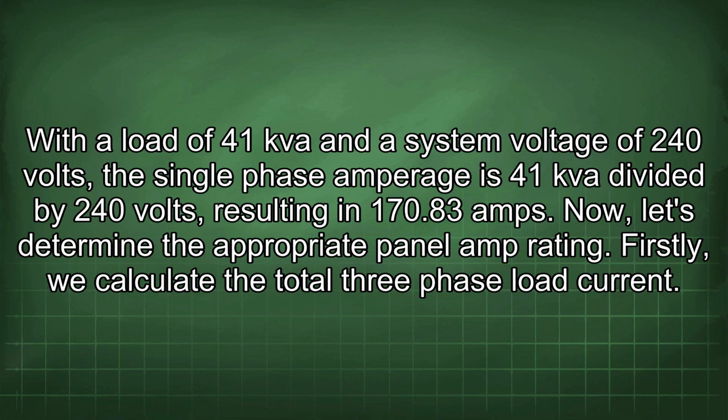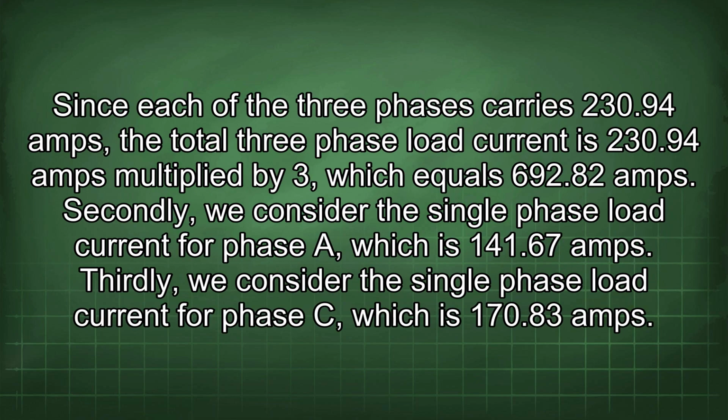Now, let's determine the appropriate panel amp rating. Firstly, we calculate the total three-phase load current. Since each of the three phases carries 230.94 amps, the total three-phase load current is 230.94 amps multiplied by 3, which equals 692.82 amps. Secondly, we consider the single-phase load current for phase A, which is 141.67 amps.